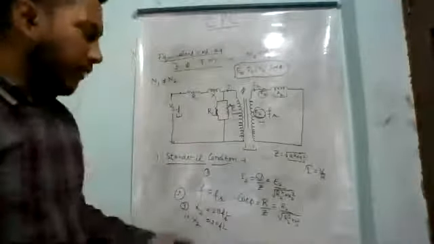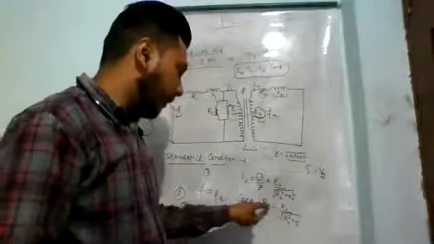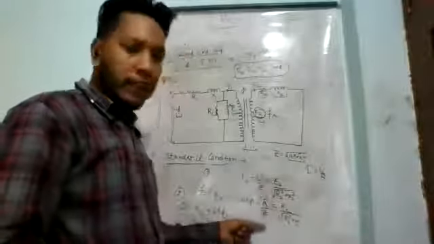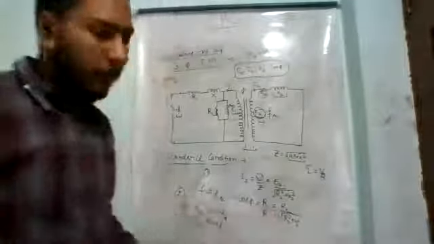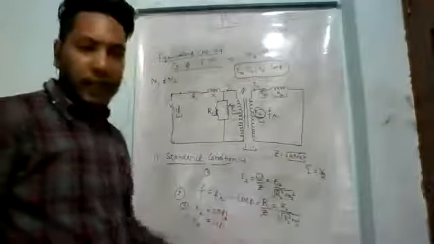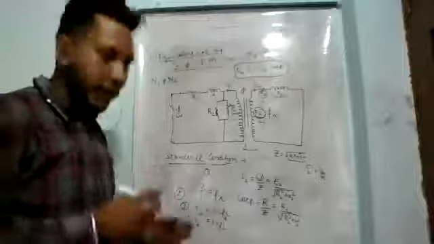As we know, the power factor has no unit, because in the numerator there is resistance, and in the denominator there is impedance. The unit of resistance is ohm, and the unit of impedance is also ohm. Therefore, the power factor has no unit.